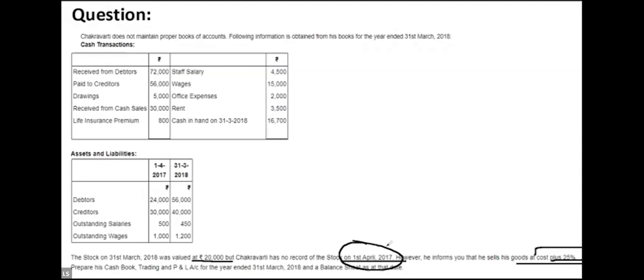So firstly, we will also be required to prepare a cash account, since all cash transactions are given. From this information, we will be preparing a cash account. So just do one thing. First of all, just prepare the final account. Just make the format of the trading account, profit and loss account, and the balance sheet. Then we will start putting the items in the final account one by one, and then we will find out the remaining values. Got it? Yes, sir. Okay, just do it. And do you also know how to prepare the cash account, Alexander? No, sir. Okay, no problem.